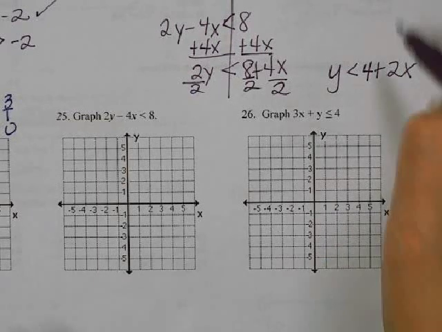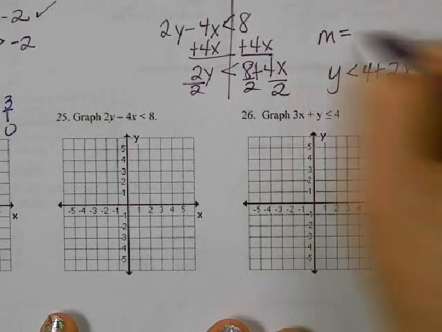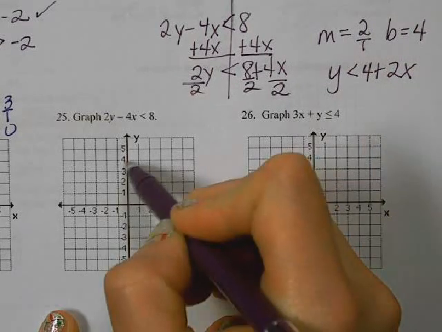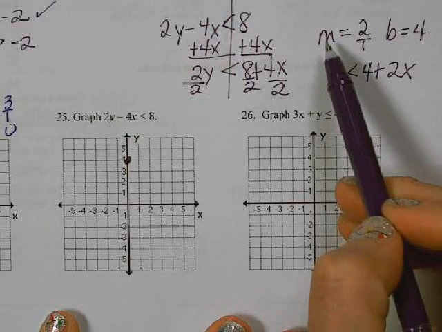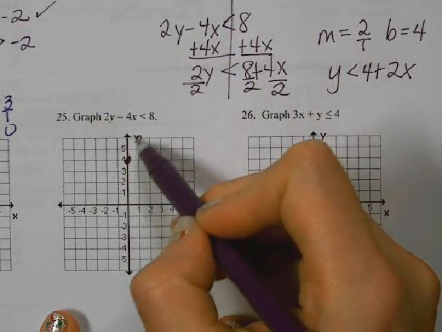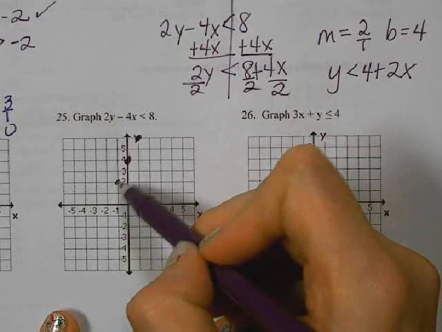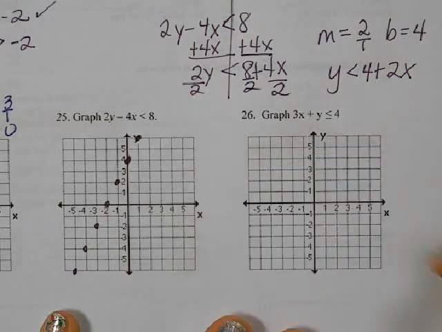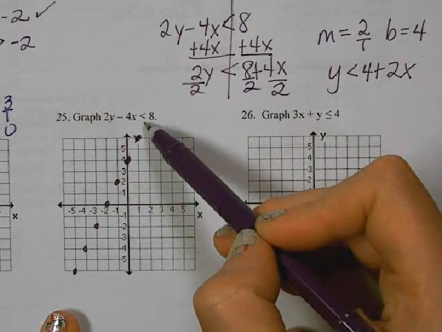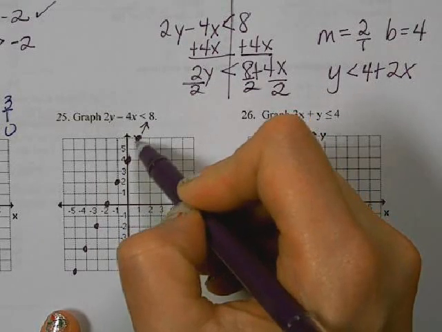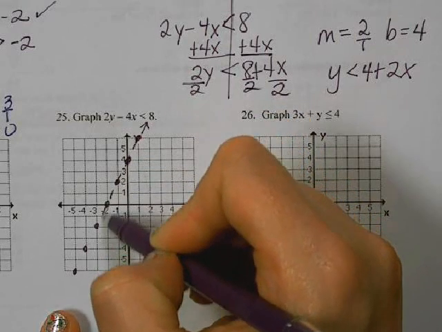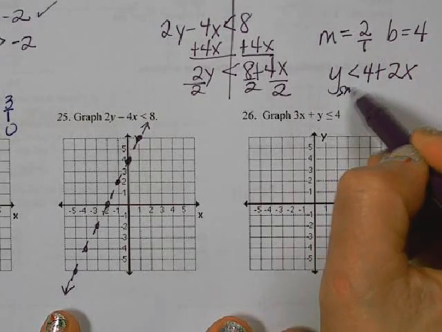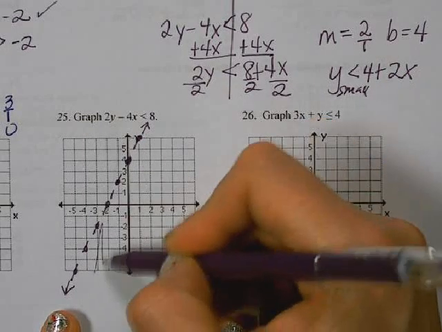Okay, so M on this one is going to be 2/1, and B is 4. So we begin at 4, and it's 2/1. So up 2 to the right 1, and then down and back. The symbol on this one is not a solid line, so we give it a dashed line. And on this one, y is on the small side, so I'm going to shade down.